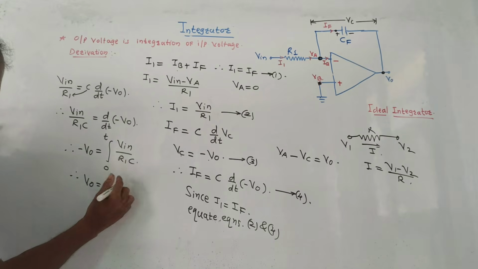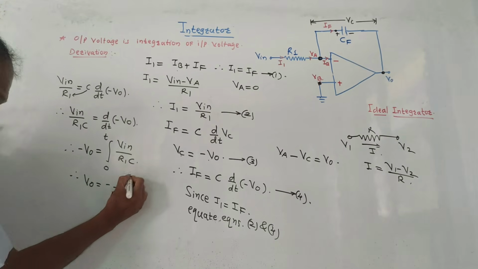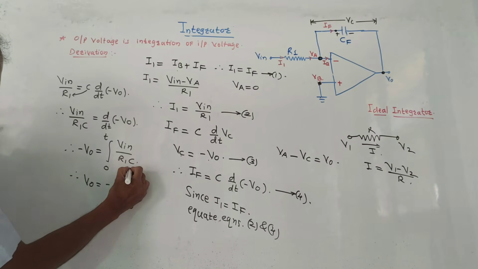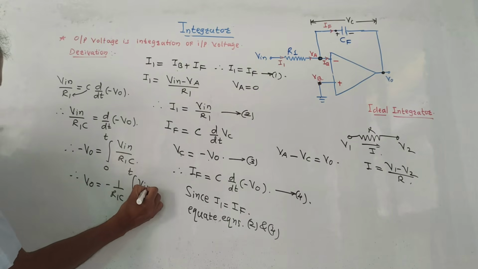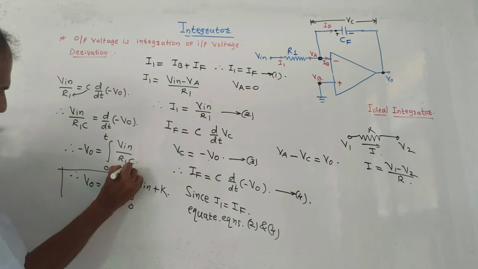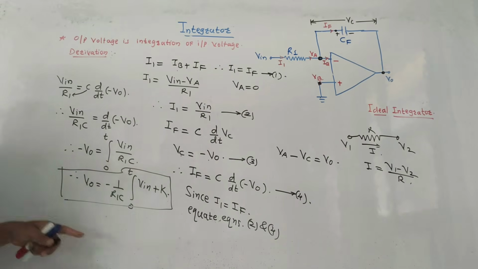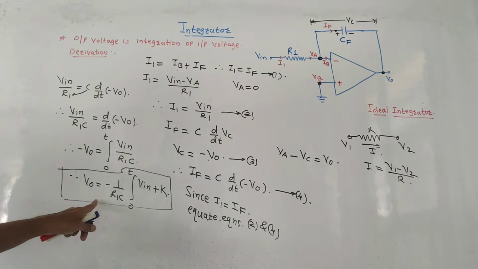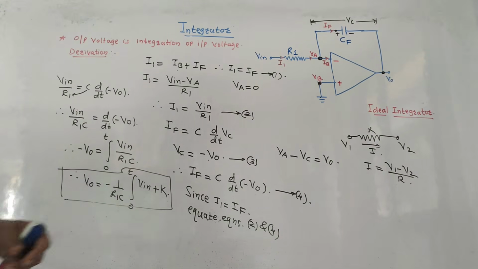You can take this 1 by RC common, outside the integration, because it is constant: integration 0 to t of Vin plus K, where K is the constant of integration. So this is the equation of output voltage in case of integrator.